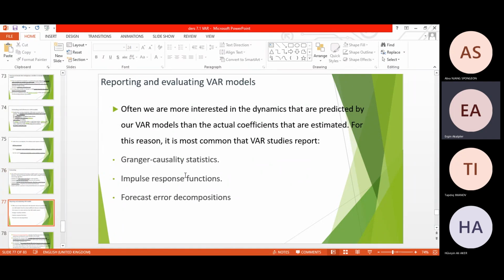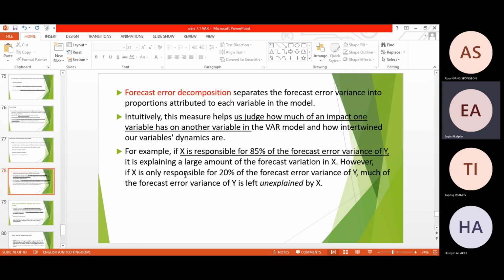Reporting and evaluating the VAR model. Often we are more interested in the dynamics that are predicted by our VAR models than the actual coefficients that are estimated. For this reason, it is most common that VAR studies report Granger causality, impulse response, and forecast error decomposition. The forecast error decomposition separates the forecast error variance into proportions attributed to each variable in the model. Intuitively, this measure helps us judge how much of an impact one variable has on another variable in the VAR model and how intertwined our variables' dynamics are.